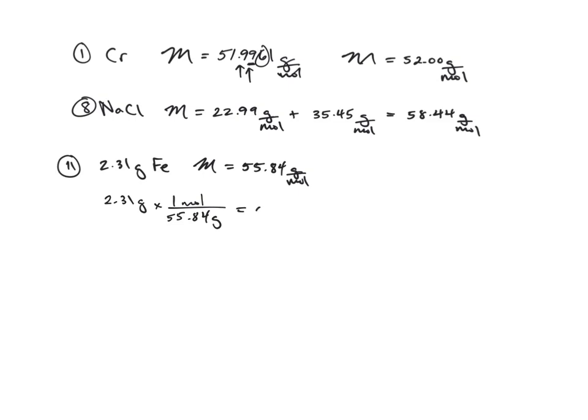And with 3 significant figures, I have 0.0414 moles of iron. Don't let that scare you. That's the answer there, 0.0414 moles of it. So if I weigh out 2.31 grams, that's how many moles I have of iron. Everything else there is either a problem that we've done or things that you should be able to figure out on your own. So go ahead and give pages 2, 3, and 4 a go.